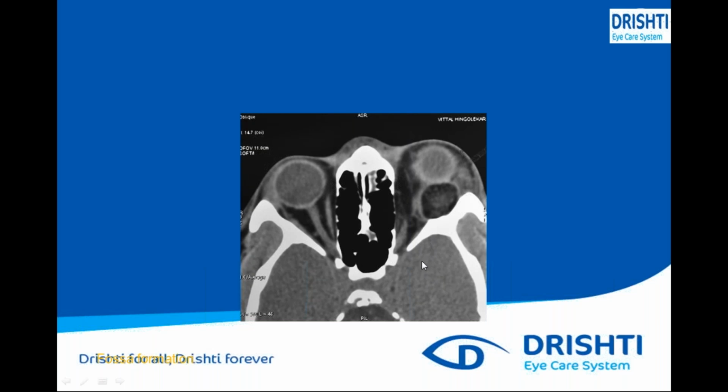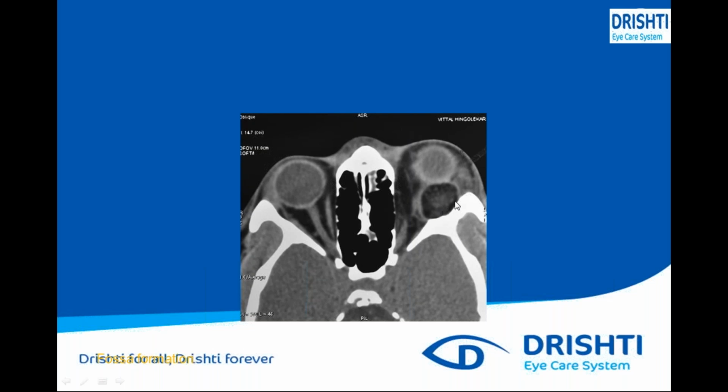If this area and this area are the same, that means this is a solid mass, because the solid fat area will be there. But here, this is darker. Darker means this is a cystic area, a water-like thing is there. So this is the cystic mass. This mass has pressed on the bone, and a few surfaces of the bony area have been eroded. So it is called bony erosion.